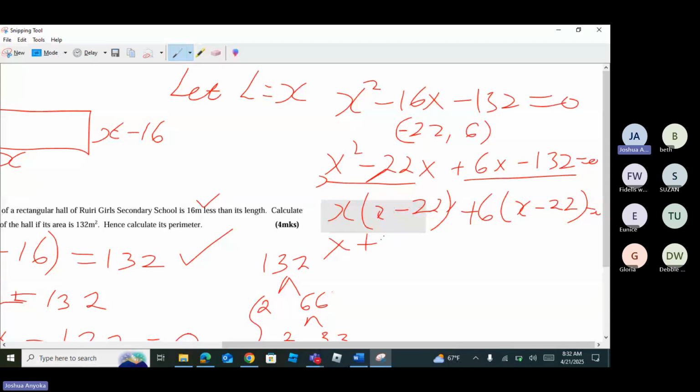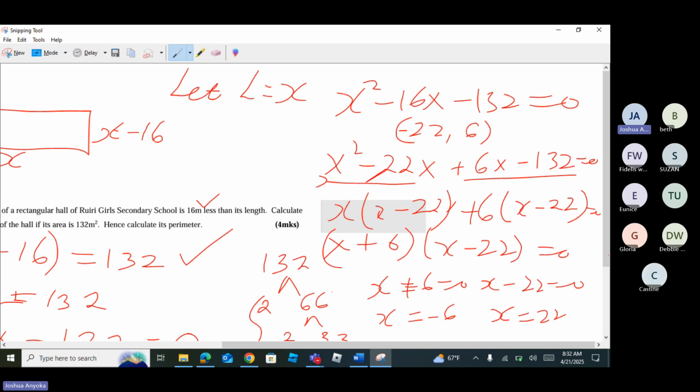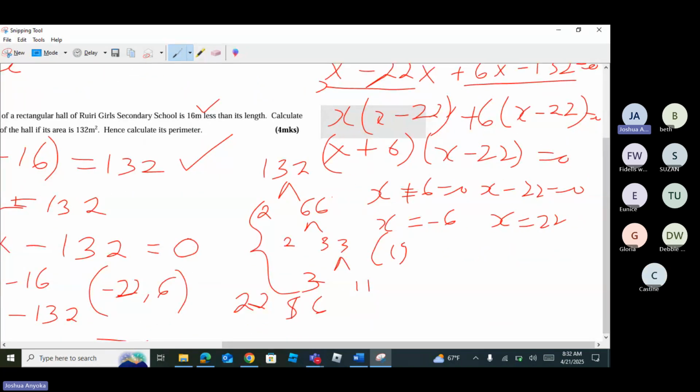x plus 6 and x minus 22 is equal to 0. So x plus 6 is equal to 0, and x minus 22 is equal to 0. So x is equal to negative 6 and x is equal to 22. We normally say, ignore this one. Then our length is now 16.